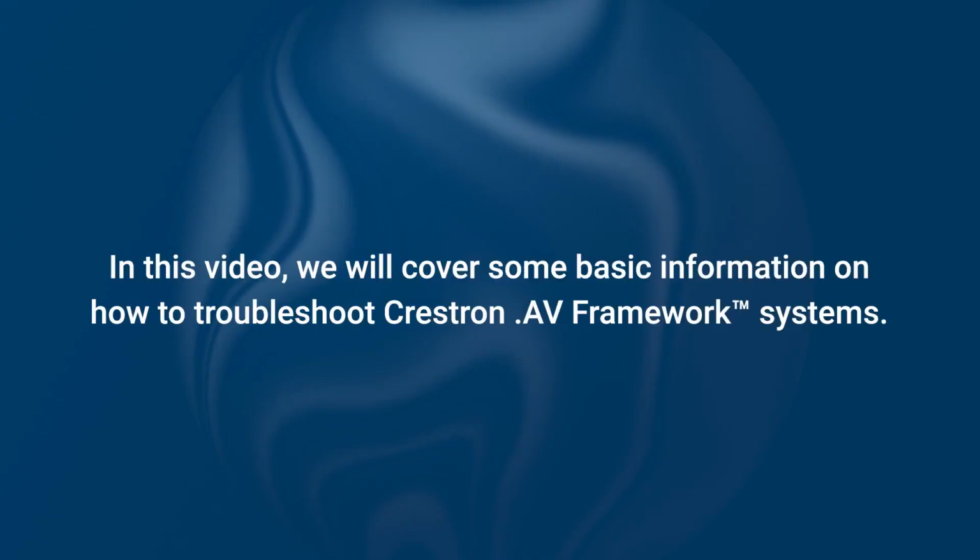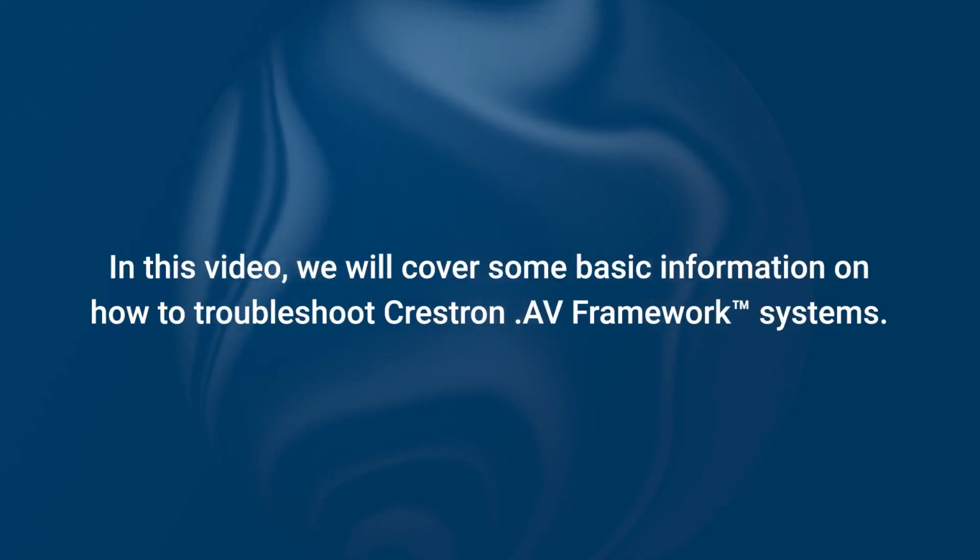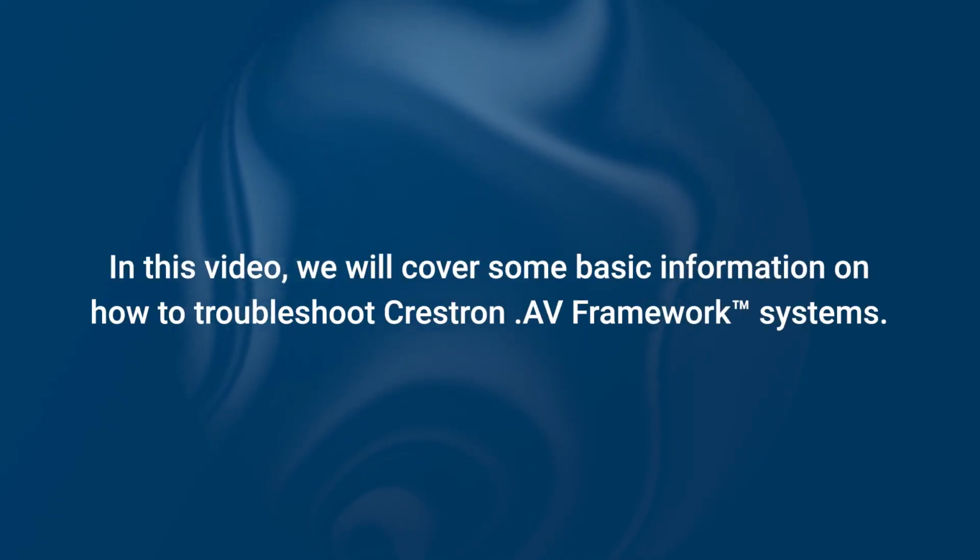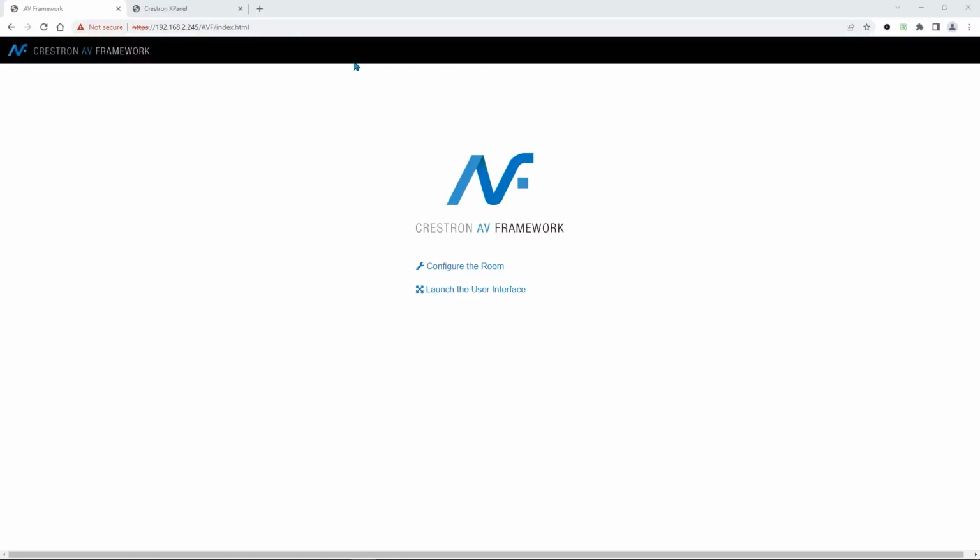In this video, we will cover some basic information on how to troubleshoot Crestron AV framework systems. First, to connect to AV framework, enter the IP address of the control system and select Configure the room.